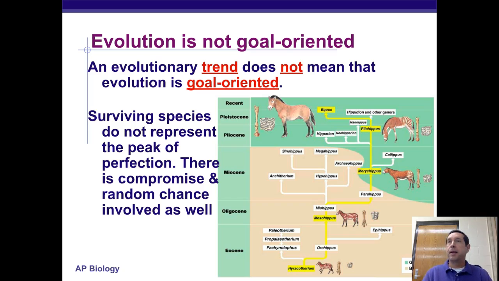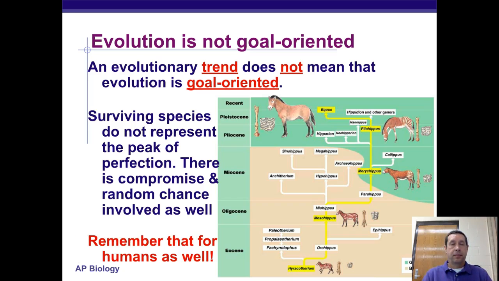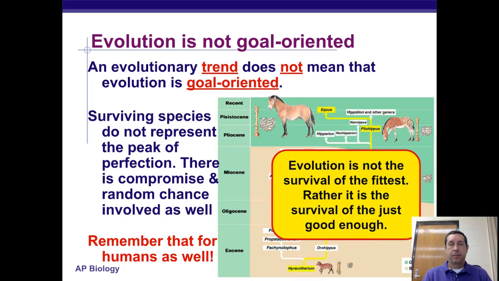For instance, with mating, if you're a peacock, having these big, giant, flashy feathers is really good for attracting a mate, but not always great for survival from predators. So maybe it's better to say evolution is not survival of the fittest, but rather survival of the good enough.